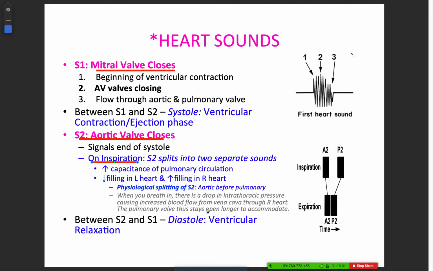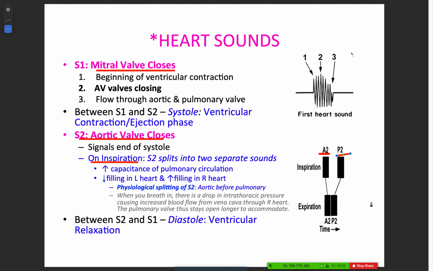Okay, so when we take in that breath, we have less blood returning to the left side of the heart. So when the heart starts to pump, less blood, that valve is going to close a lot quicker. It requires less time to pump that blood out. And so what we end up seeing is that our aortic valve is going to close earlier than the pulmonic valve. Why is that? Again, I'm going to explain it one more time.